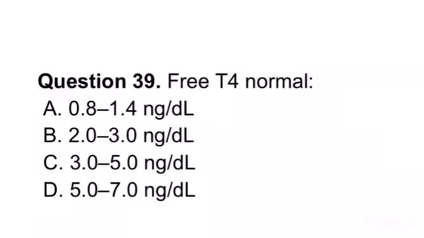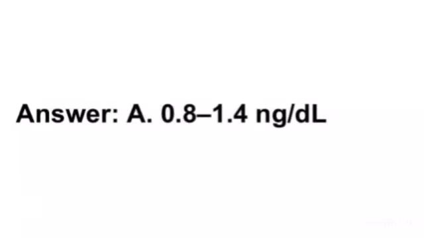Question 39. Free T4 normal. A. 0.8 to 1.4 nanograms per deciliter. B. 2.0 to 3.0 nanograms per deciliter. C. 3.0 to 5.0 nanograms per deciliter. D. 5.0 to 7.0 nanograms per deciliter. Answer A. 0.8 to 1.4 nanograms per deciliter.